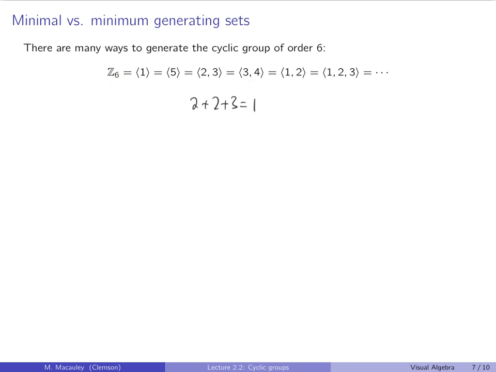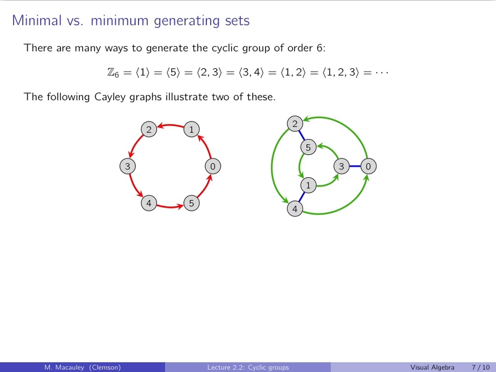Same with 3 and 4. If 3 and 4 are in my subgroup, I can write 4 minus 3, which is 1, and that generates, and so 3 and 4 together must generate. So here's a bunch of generators. And here are Cayley graphs illustrating both of these. So this first one is generated by 1, and this next one is generated by 2 and 3, which is shown right here.